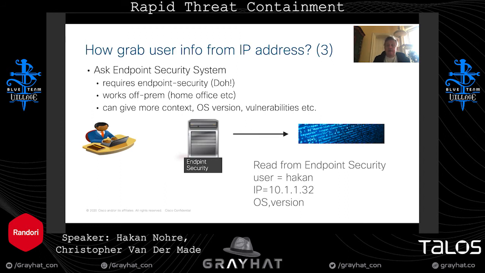And then we have a third method of grabbing information about the user from an IP address here, and that is ask the endpoint security system. The drawback here is, of course, that it requires that we have some sort of endpoint security system, but it has many advantages. For example, it works also when the client system is off-prem, maybe at the home office, and it can give much more context about the system, such as the operating system versions, vulnerabilities, and many other things that we can only get if we have something running on the endpoint system.